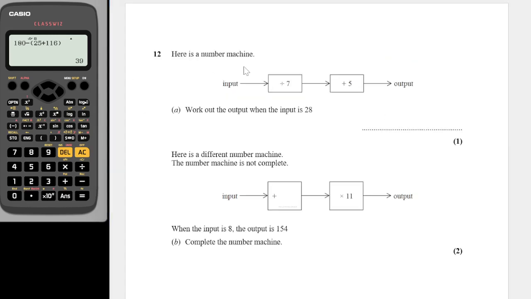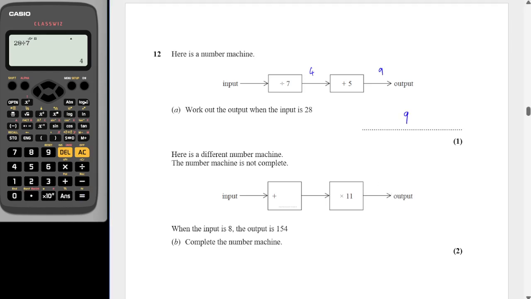Okay, question 12. Here is the number machine. Input, divide by 7, and then plus 5 to output. Work out the output when the input is 28. So 28 divided by 7 is going to give me 4 as my midpoint. And then plus 5 is going to give me 9. Obviously, I can do that with my calculator if I need to.